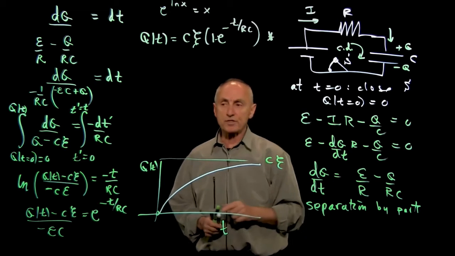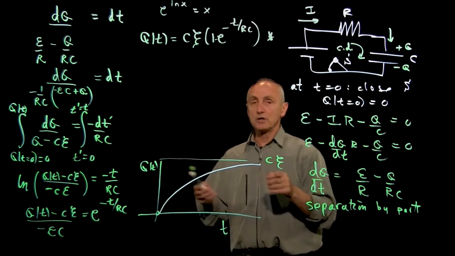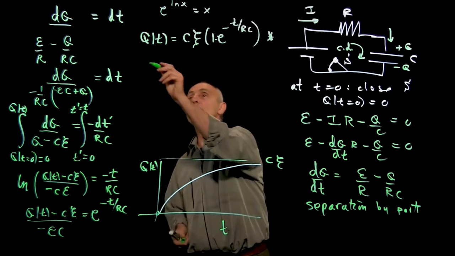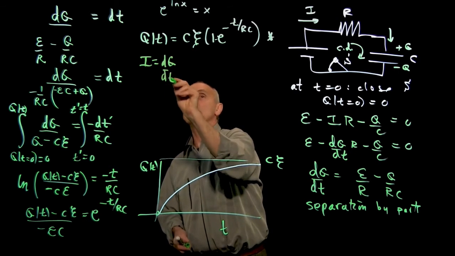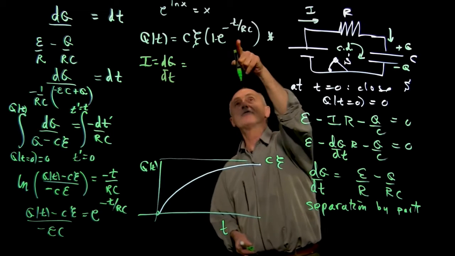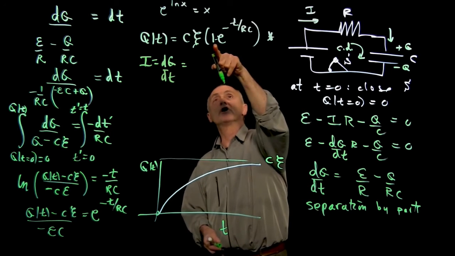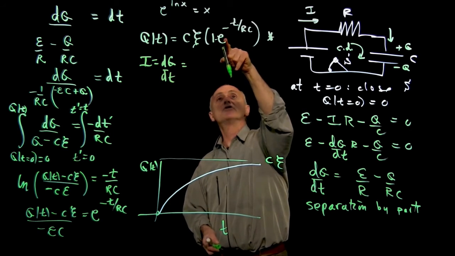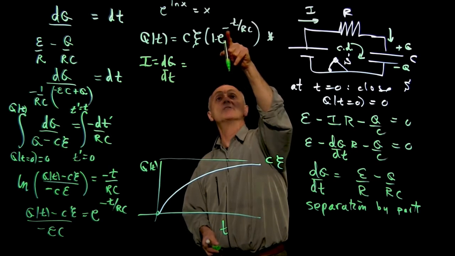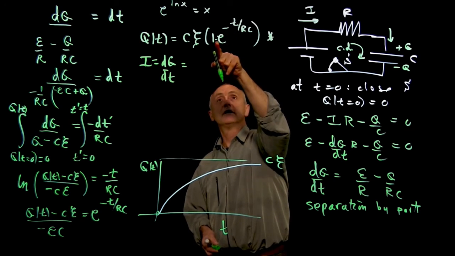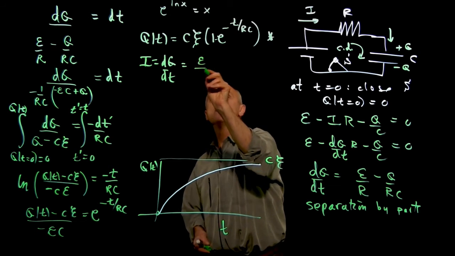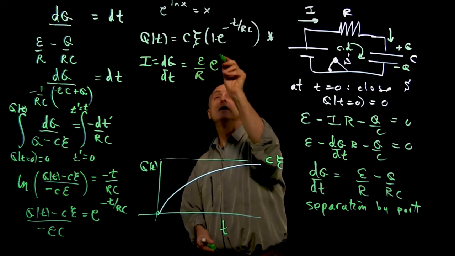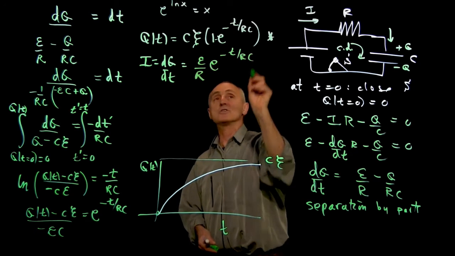Now, there's two more things that I want to put here, which is, remember, in our charging case, the current is dq over dt. And so if I differentiate this, well, differentiating a constant is 0. Differentiating e to the minus t over RC brings a minus 1 over RC. The minus signs cancel. The C's cancel. And I get simply E over R, e to the minus t over RC.